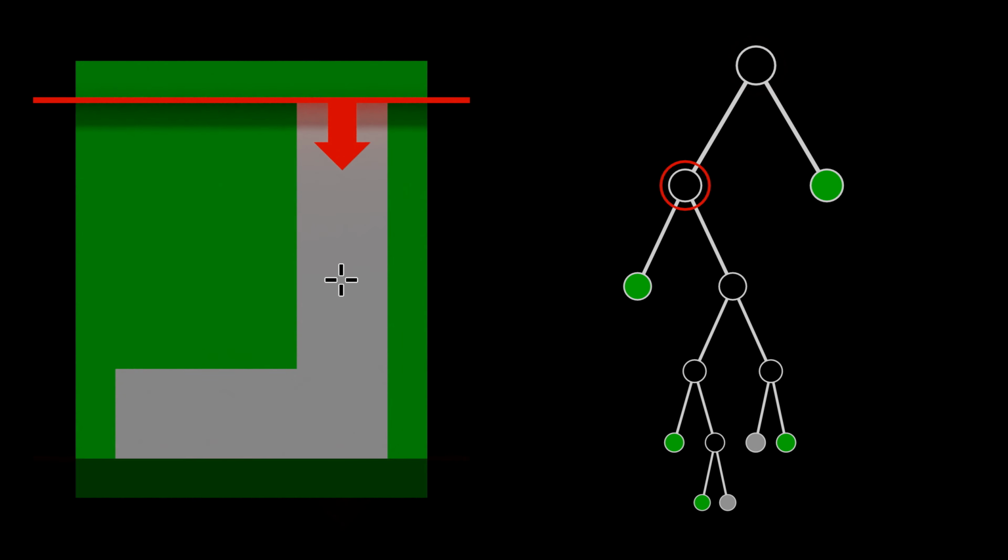To determine whether a given point, here indicated by a crosshair, is in solid or empty space, we walk down the tree and at each node work out whether we're in front of or behind the plane for the node we're currently at. If behind, we go left, and if in front, we go right. When we reach a leaf, we simply read from the node itself what the contents are.